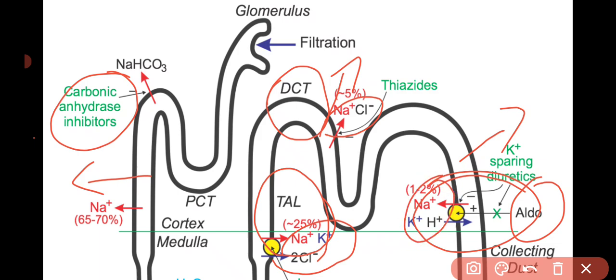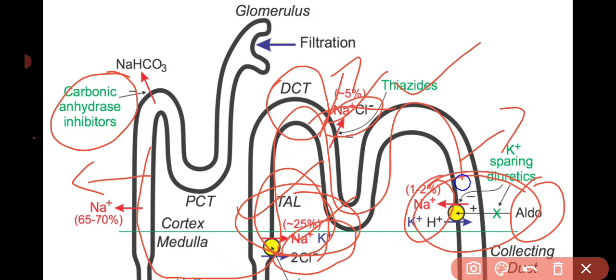The drugs acting at the thick ascending limb of loop of Henle are responsible for 25% of the water reabsorption. That's why these drugs are considered to be the high ceiling diuretics. The remaining 5% of the water and sodium reabsorption takes place in the distal convoluted tubule. That's why thiazides are considered as the moderate diuretics. Whereas by the time the tubular fluid reaches the collecting ducts, most of the water and sodium is already reabsorbed.